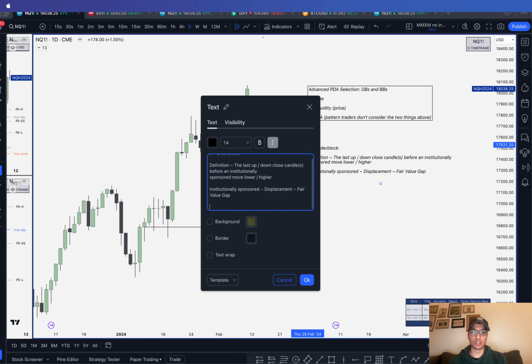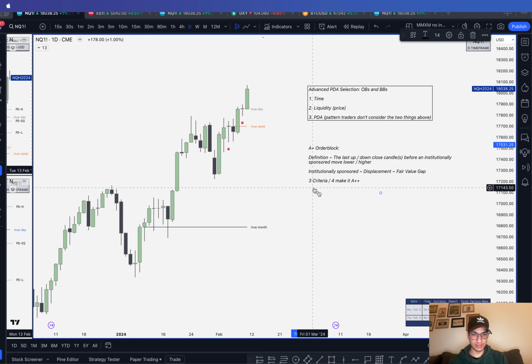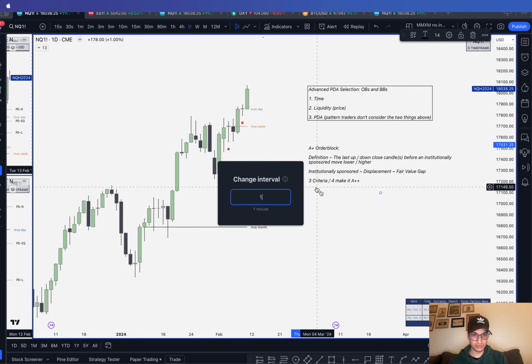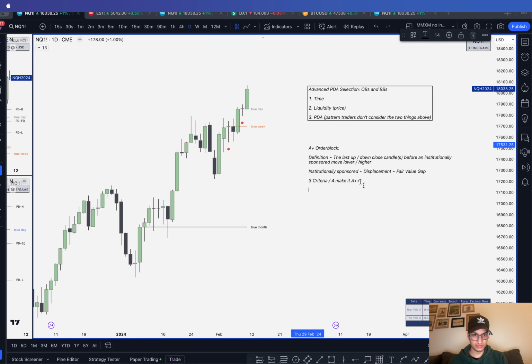Our A plus order block has 3 criteria. 4 make it A plus plus, okay? I'm going to go through these. The first criteria is that this order block must sweep liquidity to be even called an order block.